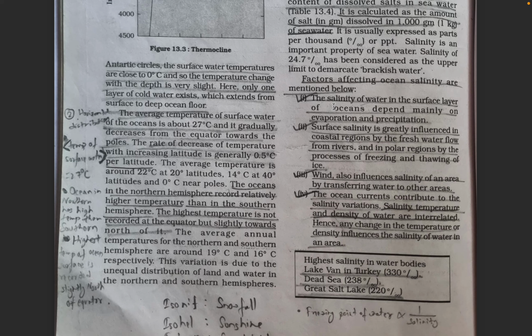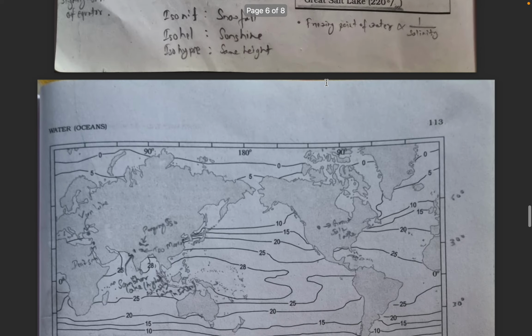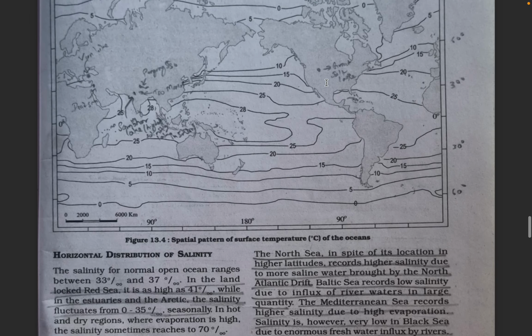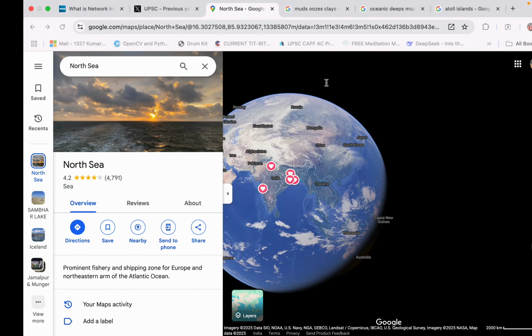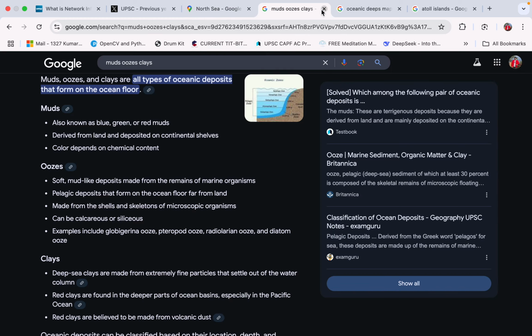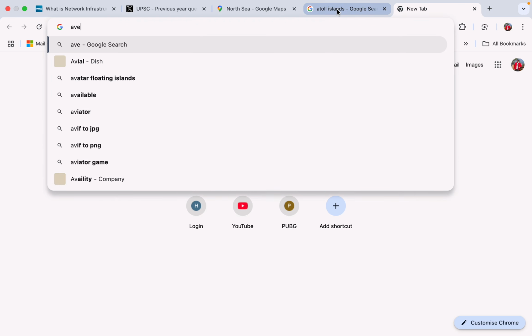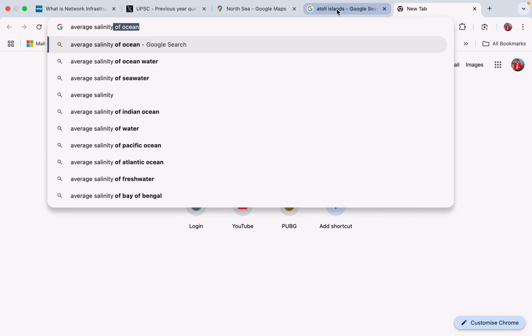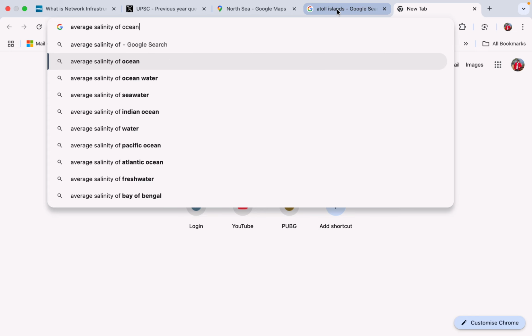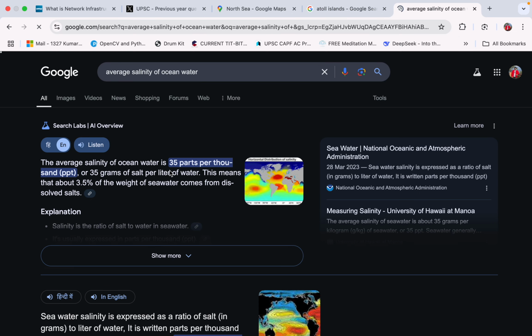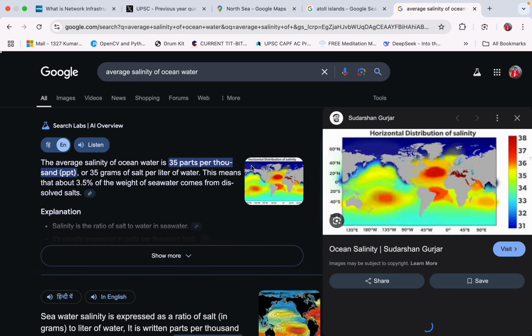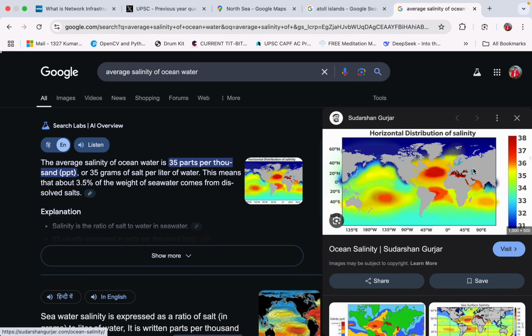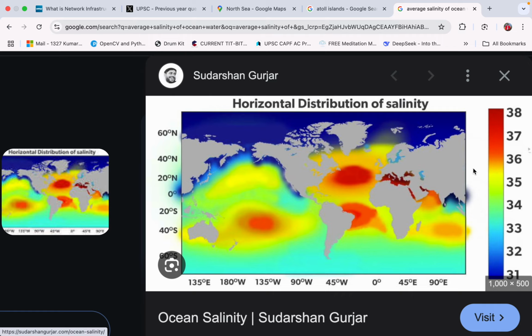What are the factors affecting ocean salinity? Let me just check the average salinity of ocean water. It has been written somewhere here. The average salinity of ocean water is around 35 parts per thousand, and 24.7 is the brackish limit. This is the horizontal distribution of salinity.